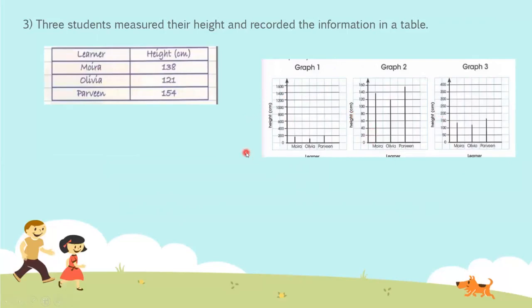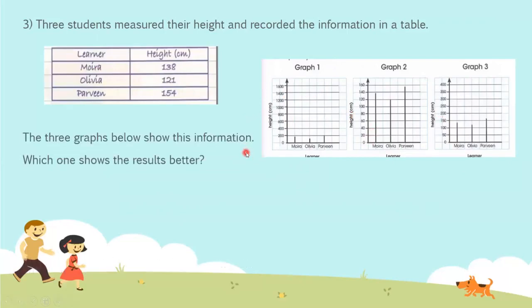Okay, let's see what the question is. The three graphs below show the information. Which one shows the results better? So from these three graphs, you need to find out which one shows the result in a better way. Okay, so that is the learner and the height. Let us analyze the axes first. In every graph, the x-axis is learner and the y-axis is height in centimeters.